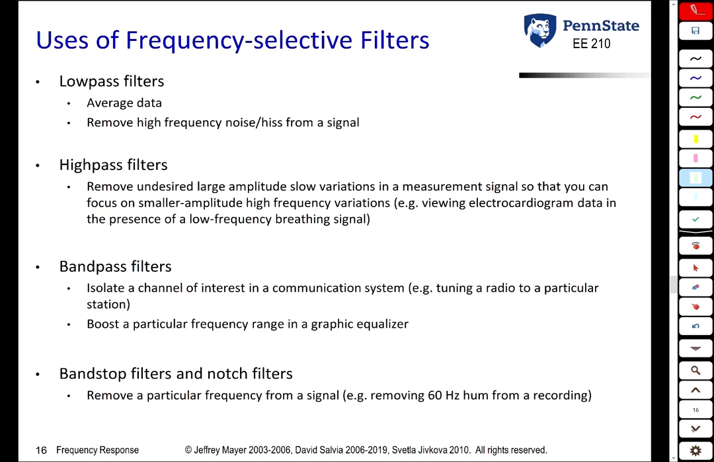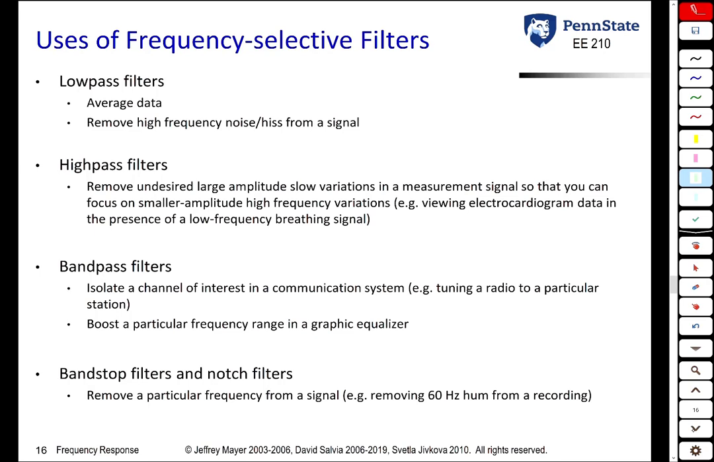A high-pass filter could be used, for example, if you have a situation where you have a sensor that's measuring some variation, but there's also some slow variation that you're not interested in that's also being picked up by the sensor. A classic example of this is an electrocardiogram where you're trying to measure the heart's performance, but your breathing can cause some low frequency variations in the signal. You're not interested in those low frequency variations. So the high pass filter will basically remove those low frequency variations, allowing you to concentrate on the high frequency variations associated with the heart itself.